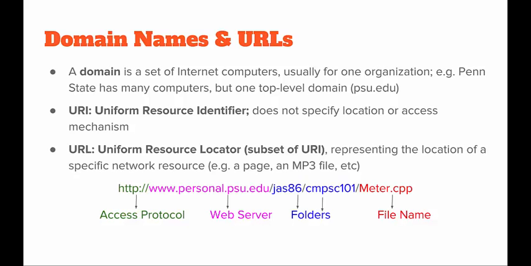And we see an example of one here using something that has been housed on my website. Notice that it specifies an access protocol, a web server, a folder, or folders actually, in this case, and a file name. This is a URL identifying a specific resource, in this case a file named meter.cpp, along with information about where it is and how to access it.